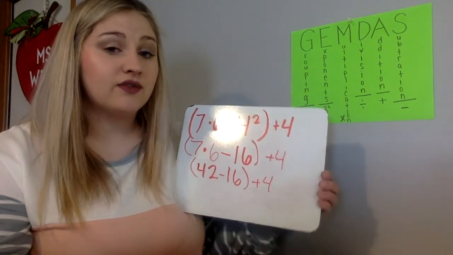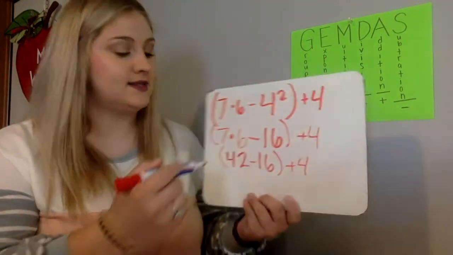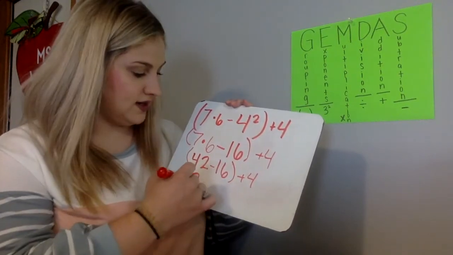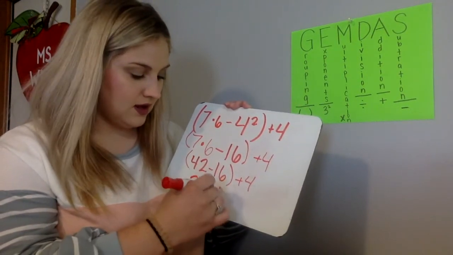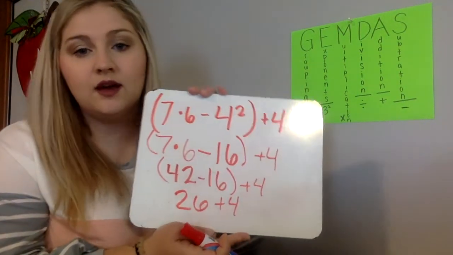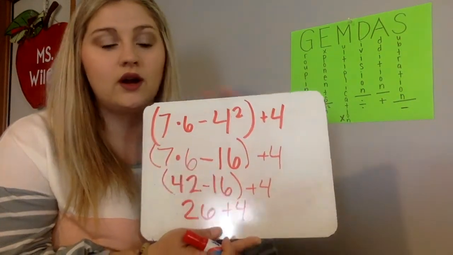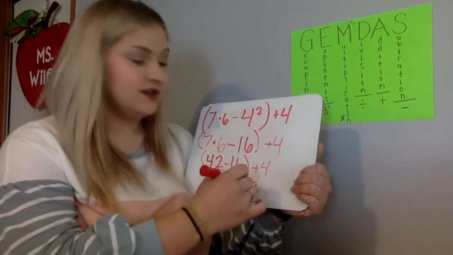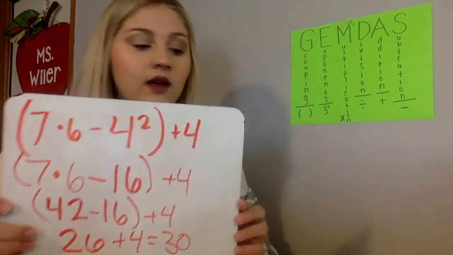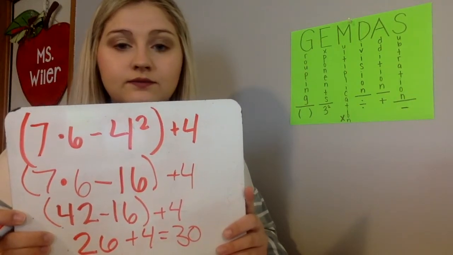Okay, we still have to solve for what is in our parentheses. So we need to subtract 42 minus 16. So 42 minus 16 is 26. And then, where we're done solving within our parentheses, we can take the parentheses out. So we just have 26 plus 4, and we just need to add that together to get 30. So if you got 30, that's the answer for number 2 on your worksheet.